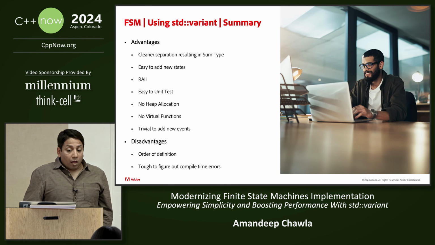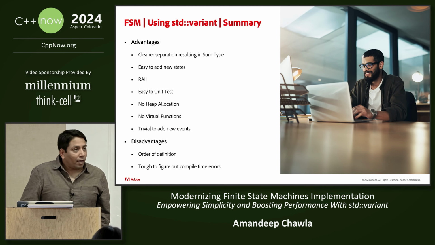So I'm a bit happy with this implementation, as seen from the picture, because it provides all the advantages we previously had, but there is no heap allocation. There is no virtual functions. Everything is on the stack. The only disadvantage I have seen is, first thing, you have to be careful about the order, as I told you, where one function has to be defined only after all the derived states have been defined. That is one thing you have to keep in mind.